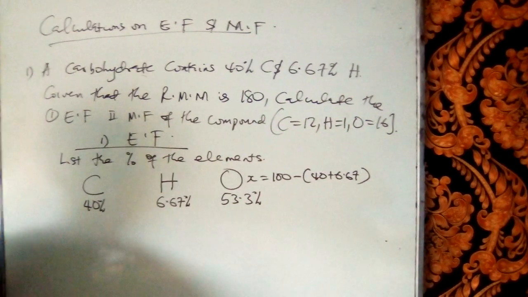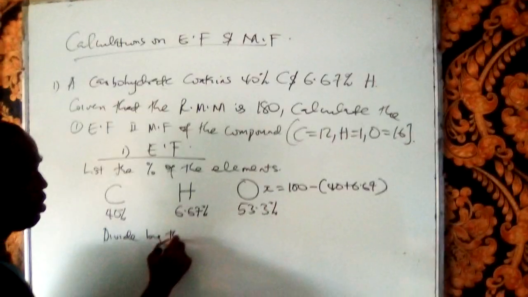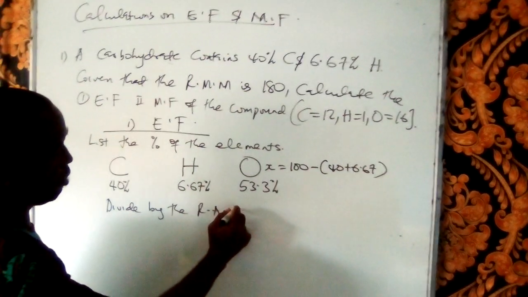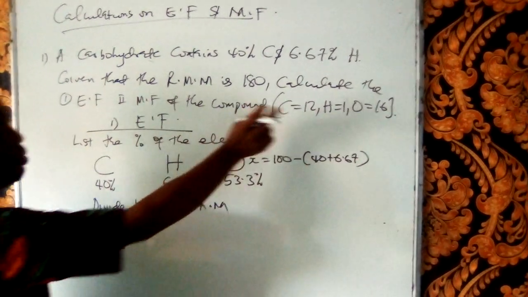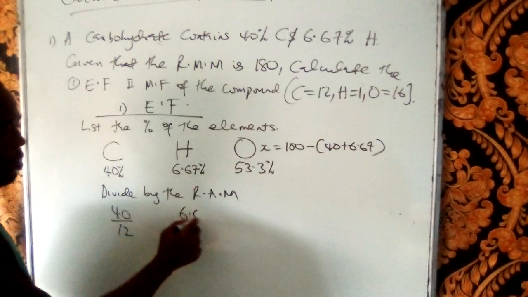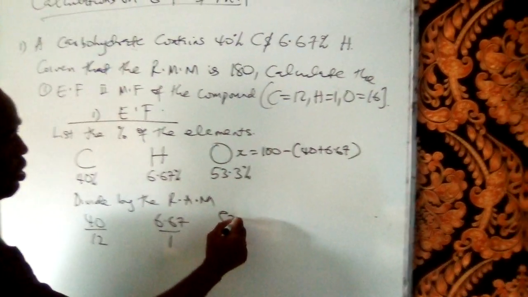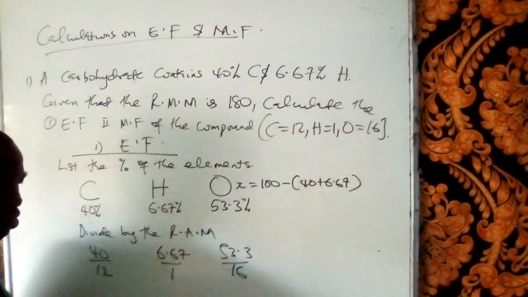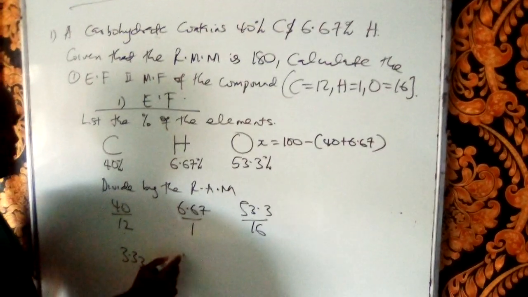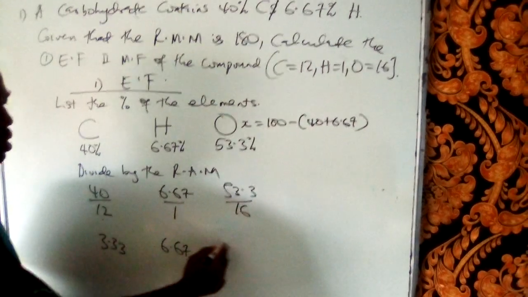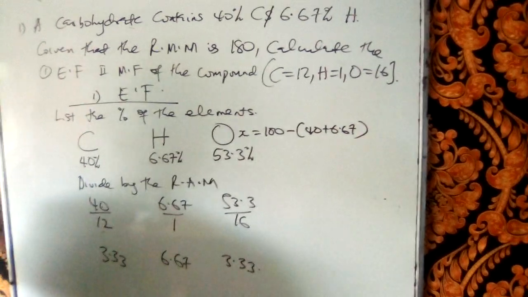The next thing you do is you divide the percentages by the relative atomic mass of each element. Divide 40 by 12 for carbon. Divide 6.67 by 1, that is hydrogen. Divide 53.3 by 16, that is for oxygen. When we divide this, we're going to get 3.33, 6.67, 3.33. So having done that, you move over to the next step.